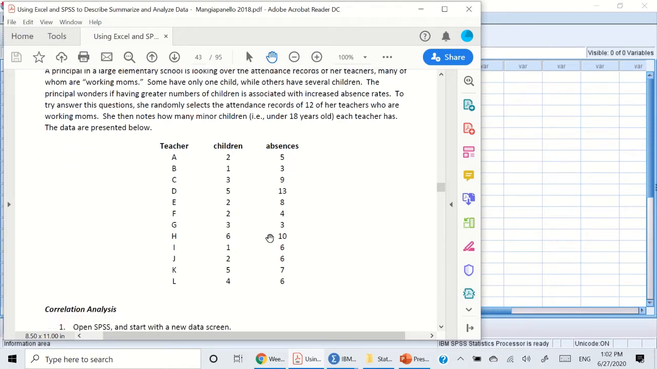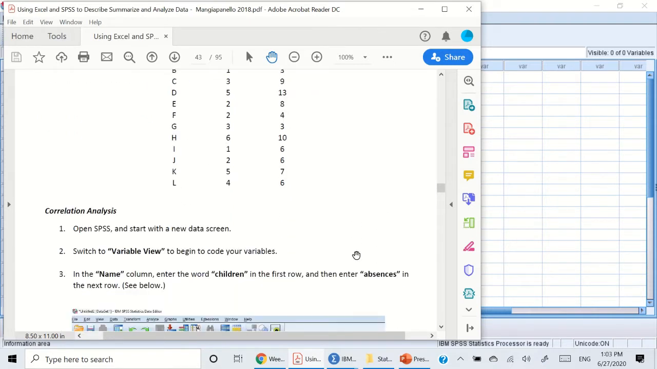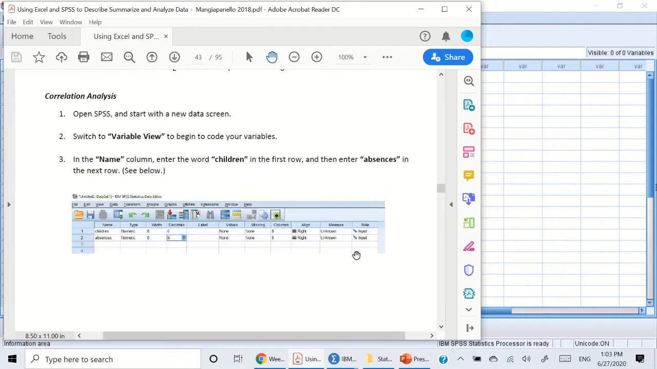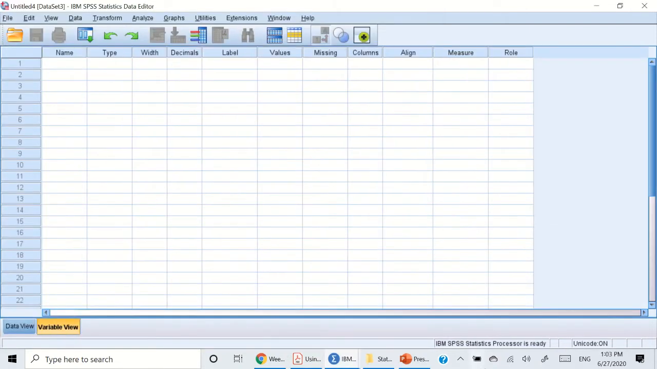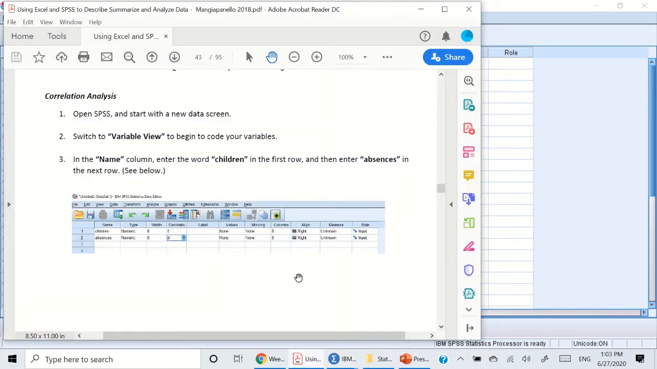So over here, you have teacher A, B, C all the way through L, and then this is the number of children, and this is the number of absences that they have. Okay, so now we have n of 12, and this is why we have 12 rows. Okay, now let's go to the analysis. Open SPSS and start with a new data screen. Switch to the variable view. Okay, so we're in the variable view.